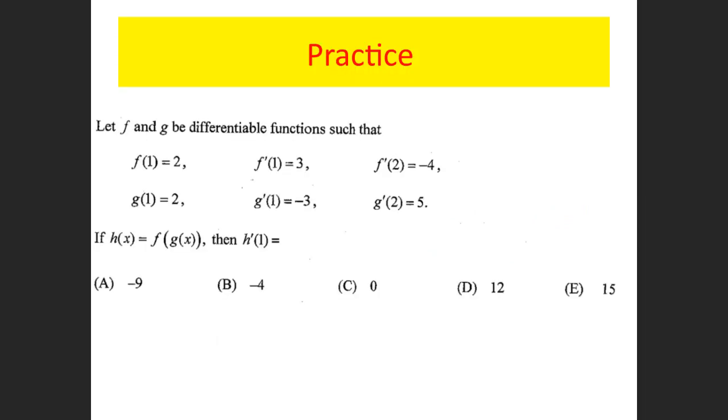All right. So let f and g be differentiable functions such that f of 1 equals 2, f prime of 1 equals 3, f prime of 2 is equal to negative 4, g of 1 equals 2, g prime of 1 equals negative 3, and g prime of 2 equals 5. This was an AP question. I thought it was a good one. And it says if h of x equals f of g of x, then h prime of 1 is equal to what? It's a pretty good problem.